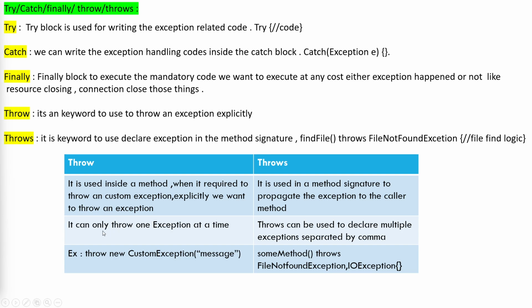Throw can only throw one exception at a time. But throws can be used to declare multiple exceptions separated by commas, like file not found exception, IO exception. Those things we can add here by separating them with a comma.